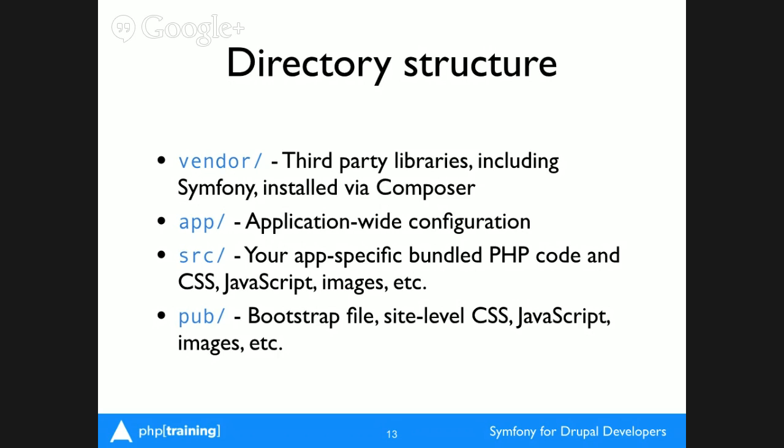And then finally, pub is where the web server actually touches. That contains your front controller with a bootstrap file, and you can actually have multiple front controllers if you need to for really complex layouts. It has site-level CSS and JavaScript. Again, it's very flexible in how you can approach this. If your site only needs it at the site level, you can do it there. If you need to do it at the bundle level, you can do it there.